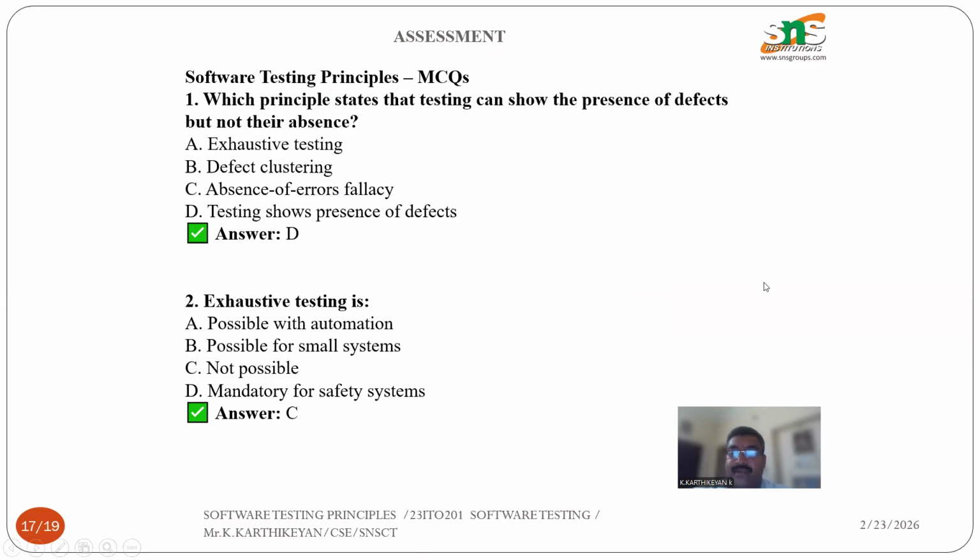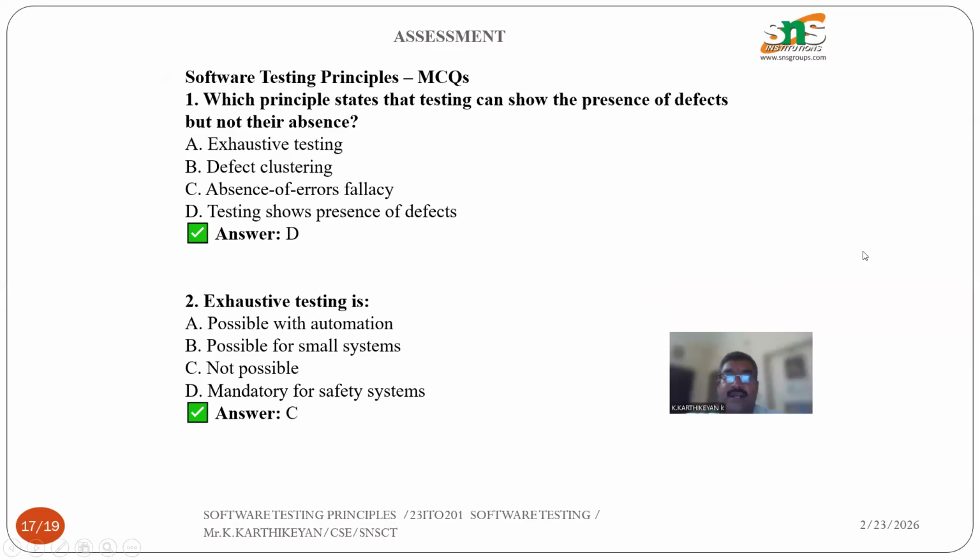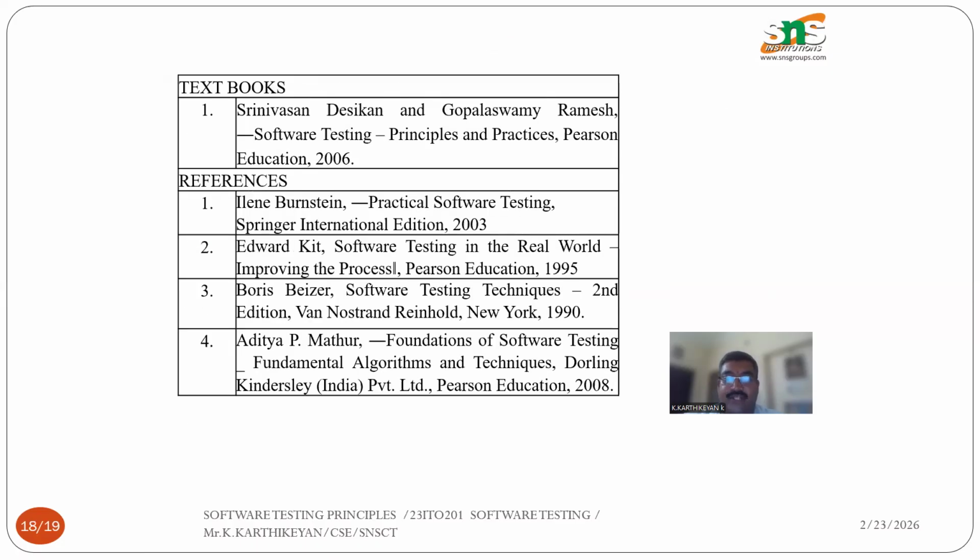So this is my assessment. Please go through: which principle states that testing can show the presence of defects, but not their absence? Yes, the answer is D. Exhaustive testing is impossible? Yes, the answer is C. So these are my textbook references.